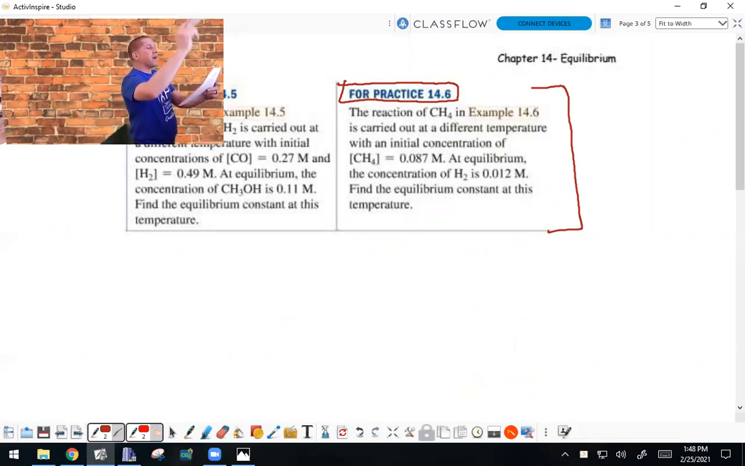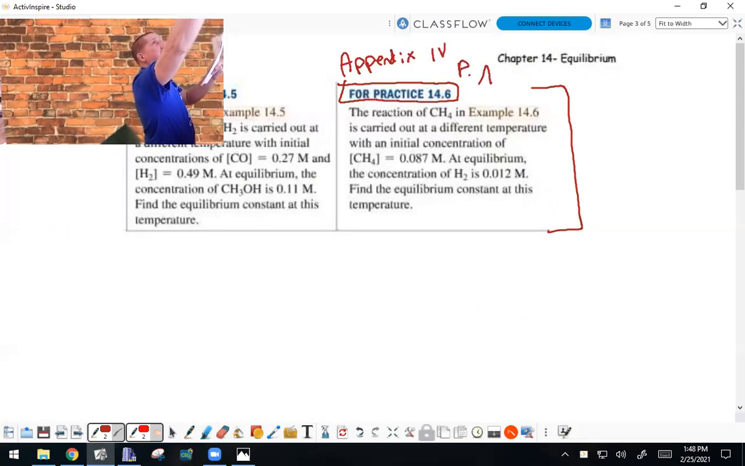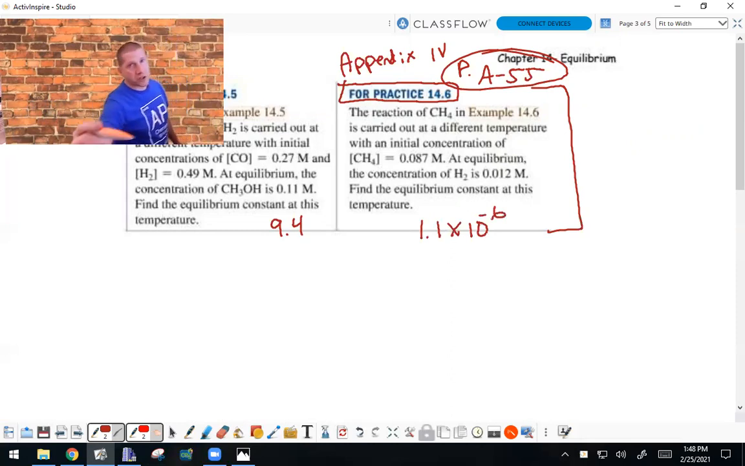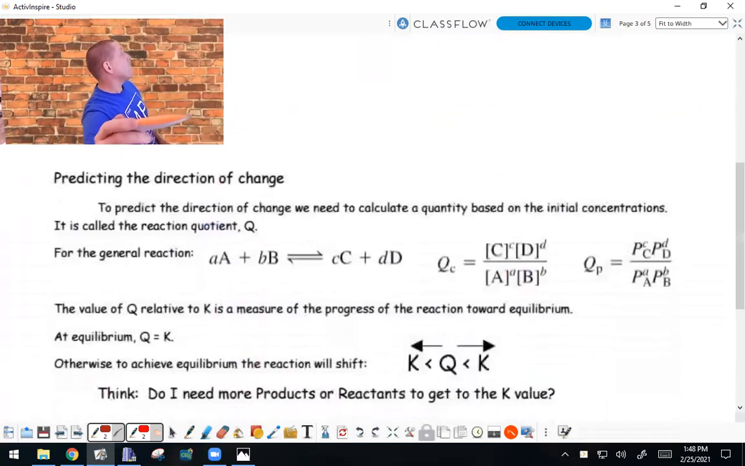The answers to these are actually in Appendix 4 in the back of the book, which is page A55 from the appendix in the back. So appendix page 55, and you can see the answers. This one ends up being 9.4, and this one ends up being 1.1 times 10 to the minus 6. So give those a try and see how you can do on those. All right, so now I want to show you how to predict which direction the reaction proceeds in, even when you're given different values.